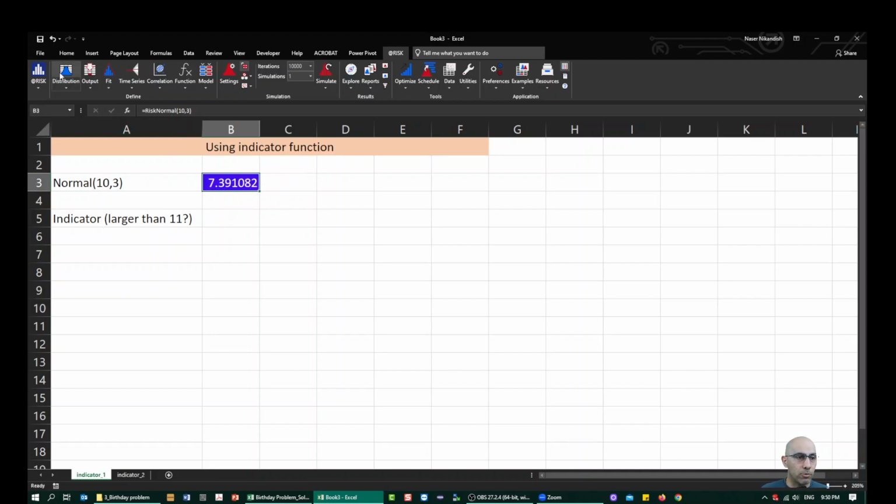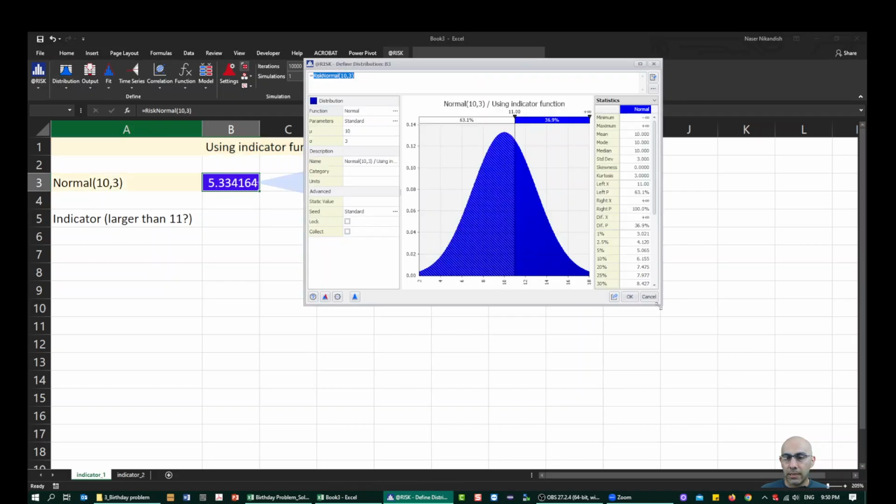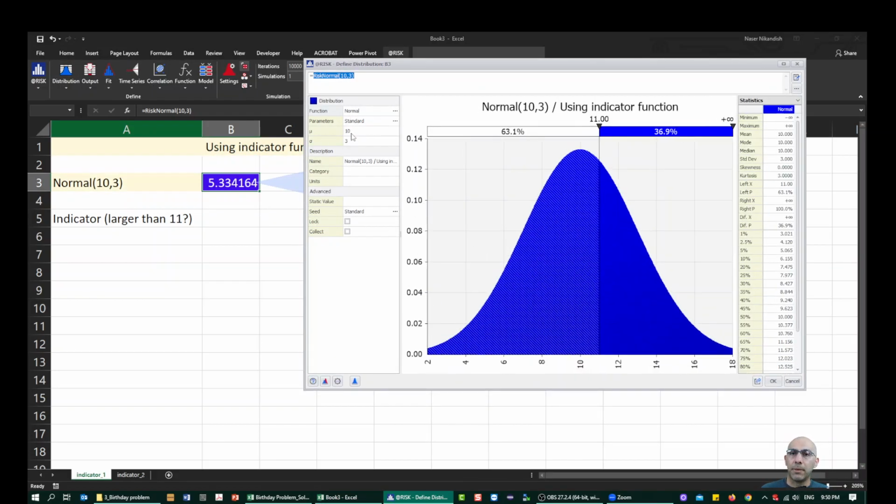3. If I click on distribution right here, you see that it is normal with a mean of 10 and sigma of 3. Now, let's say I'm interested in knowing the probability that this random number is bigger than or equal to 11. Well, I can play with this bar right here and put it on 11, and make sure the other one is all the way at the end, and that probability right there is this area, and that one is given right here, 36.9%, almost 37%.